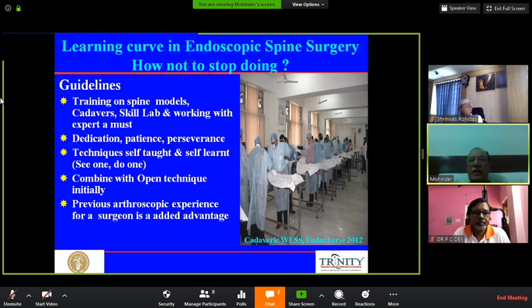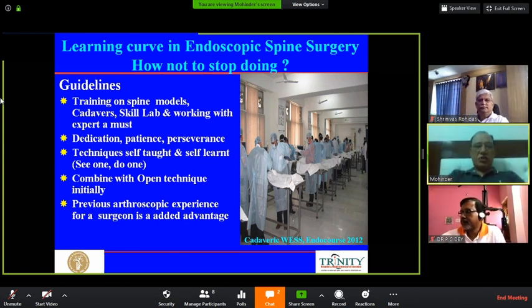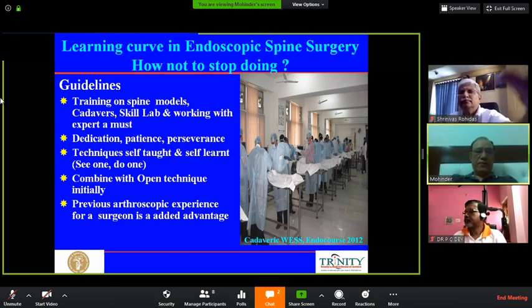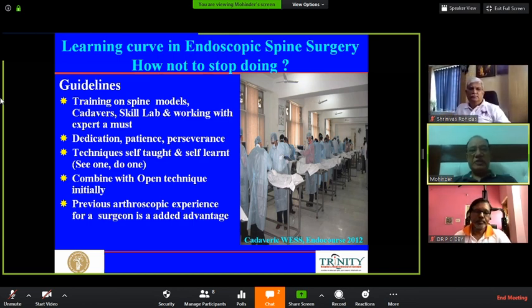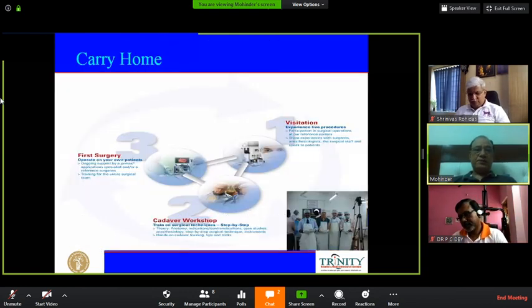It is an interlaminar technique. Interlaminar techniques, in a sense, are more forgiving: if you find it difficult to proceed comfortably, you can always convert it to open or microscopic. Those who have previous arthroscopic experience have an added advantage, especially my orthopedic colleagues who are doing open spine surgery and some routine arthroscopy. For them, learning is surely easier than for those colleagues who have no experience or exposure to arthroscopy or endoscopy.